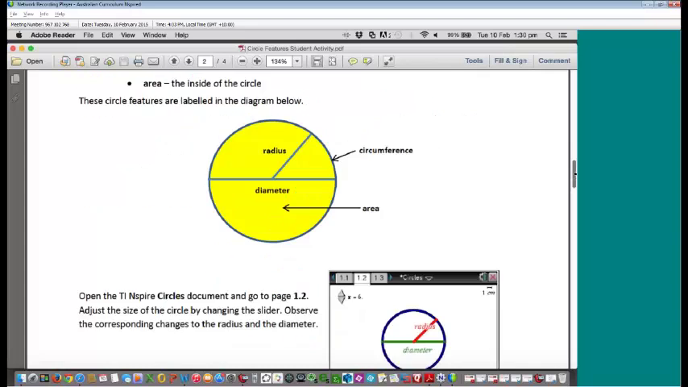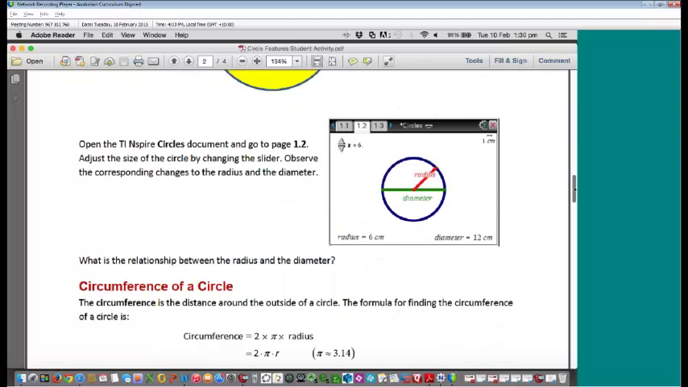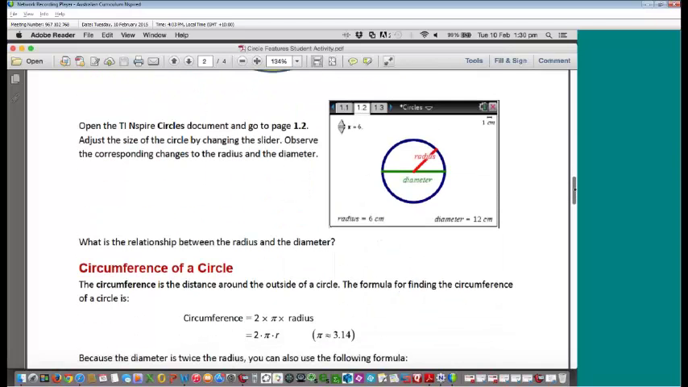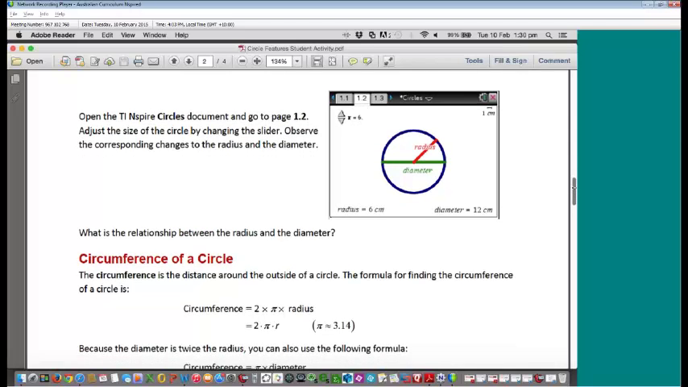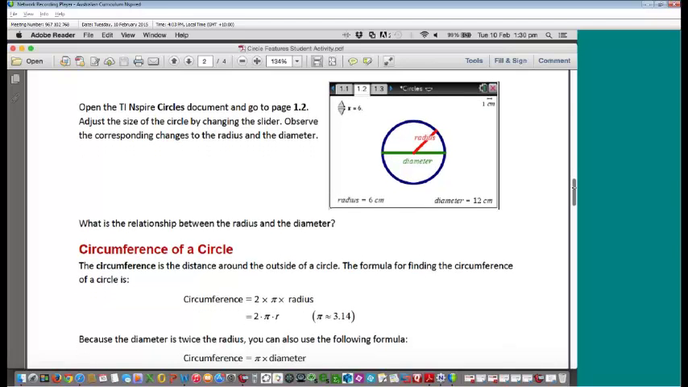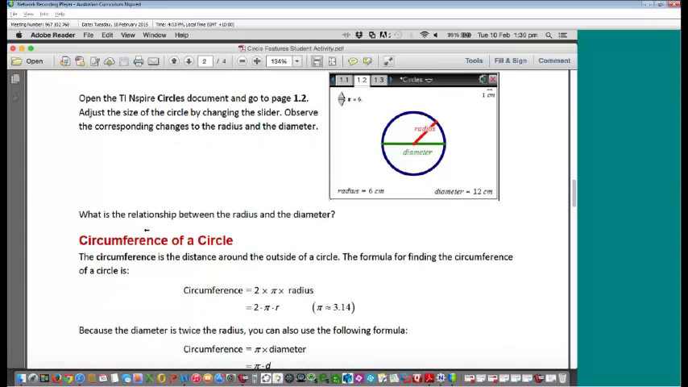Then, as we scroll down or as we go through the handout, it actually starts talking about the TNS file itself, the actual interactive file that the students can use. Now again, this one's a fairly short little one. The one I'll look at in Year 10 a little bit later is a little bit more in depth. But the first thing it asks the students is, what is the relationship between the radius and the diameter?